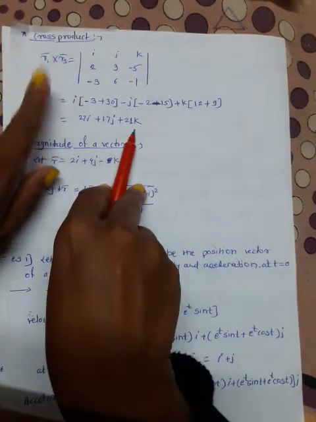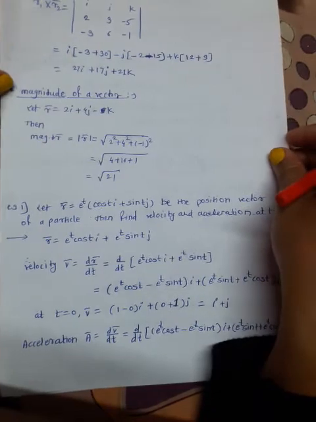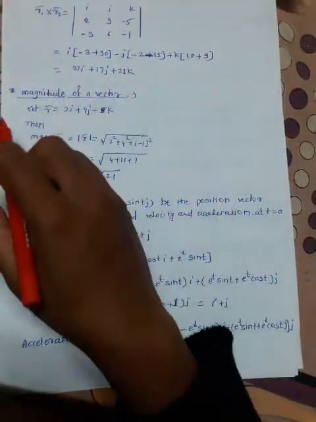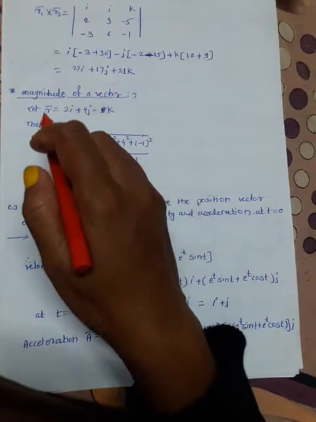It is called the cross product of two vectors. Okay, now let us see the magnitude of a vector. These are the basic definitions. After that we are going to see the direct examples.